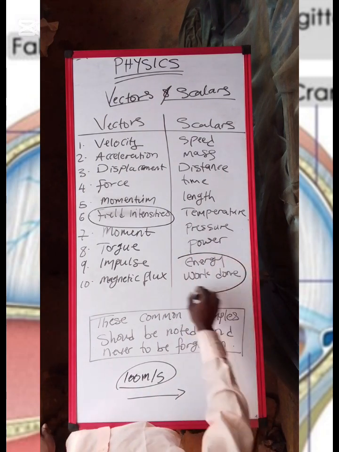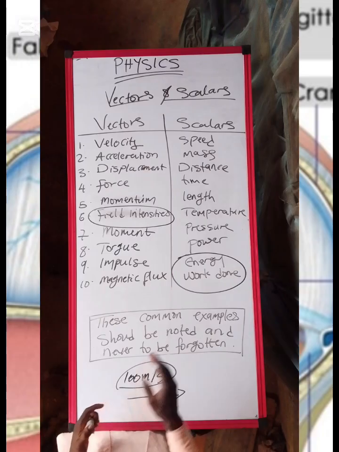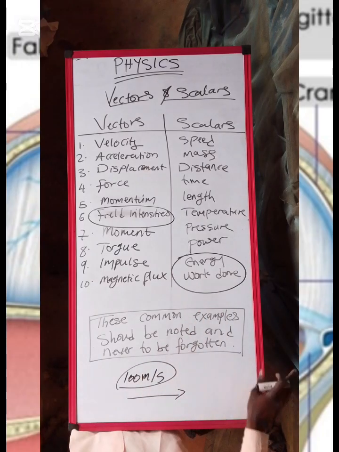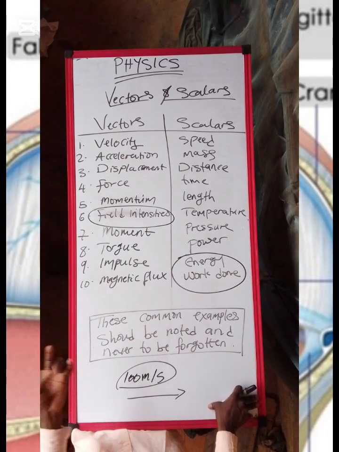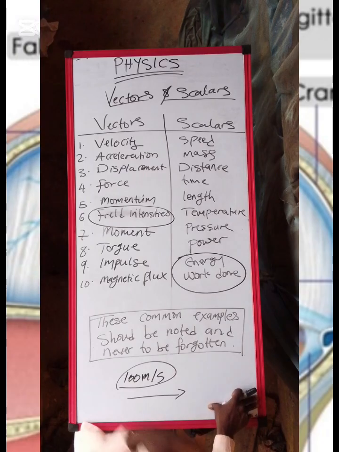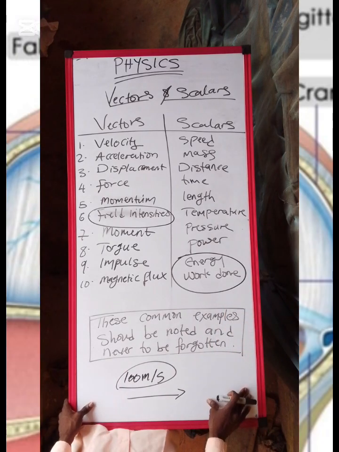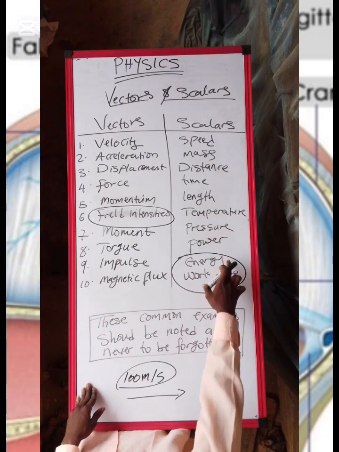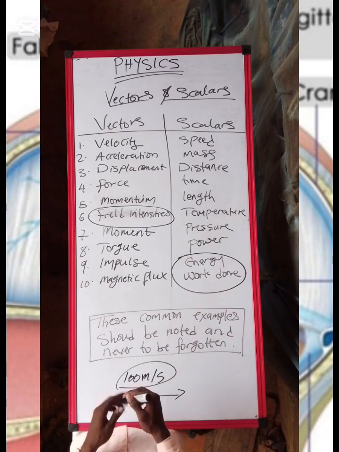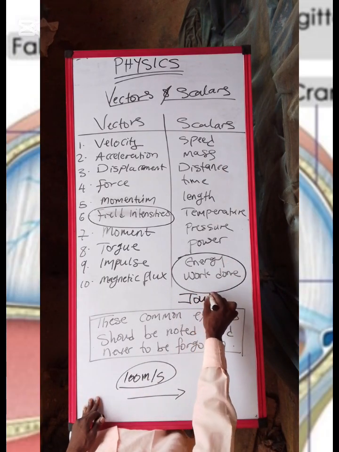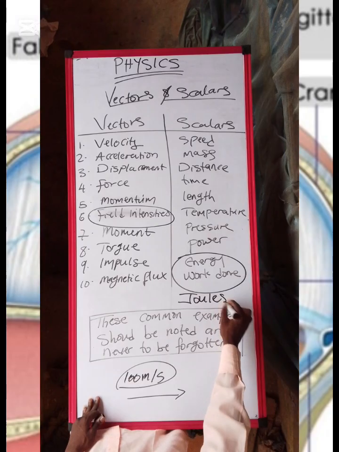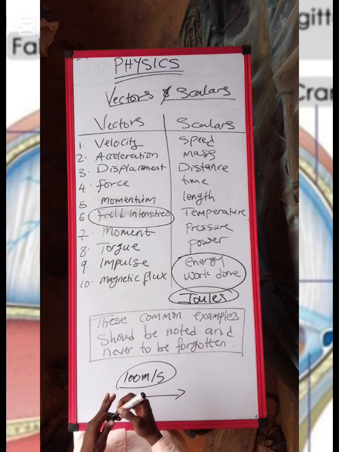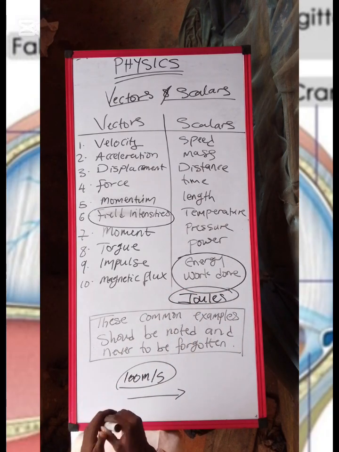You should take note of these two: energy and work done. When we say energy, we mean any kind of energy, whether potential energy, kinetic energy, solar energy, heat energy, whatever energy, provided it is an energy, it is a scalar. And work done too. If you are good in physics, you will know that work done and energy have the same SI unit, that's joules. Any quantity measured in joules is scalar.